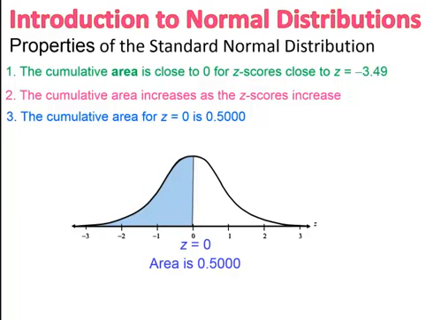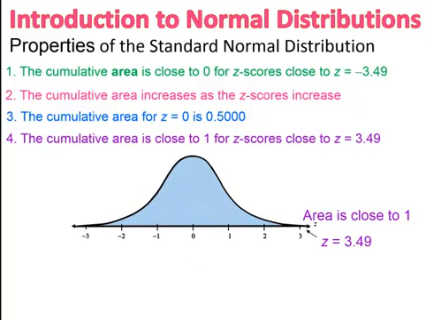And to represent the area as 50%, we usually use 0.5000, because when we're finding the area for a normal distribution, we will be going 4 decimal places. So at the mean of 0, that is the line of symmetry, and it cuts the curve into two equal parts of 50%. So the area under the curve for the z value 0 will equal 0.5000.